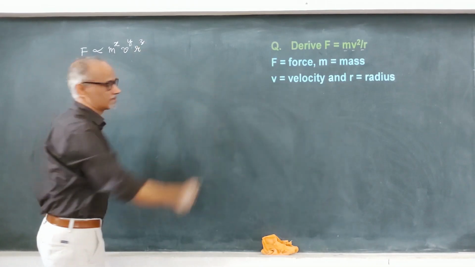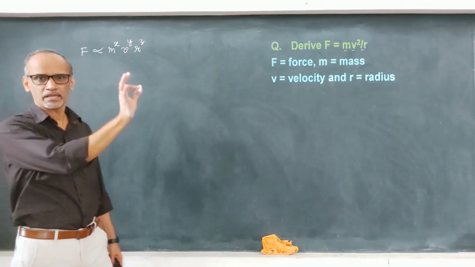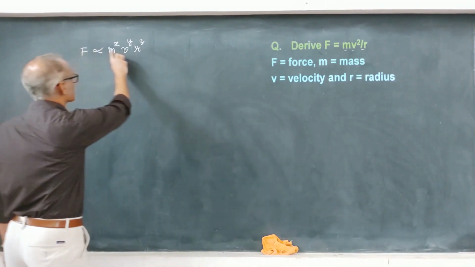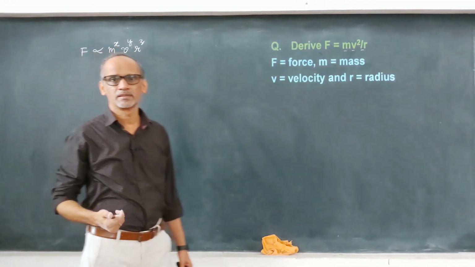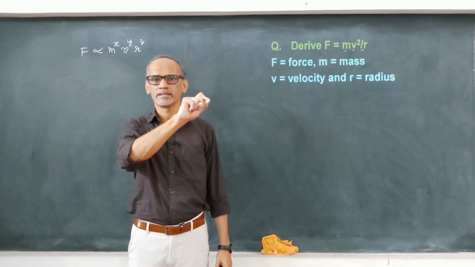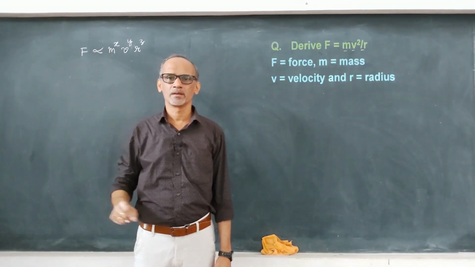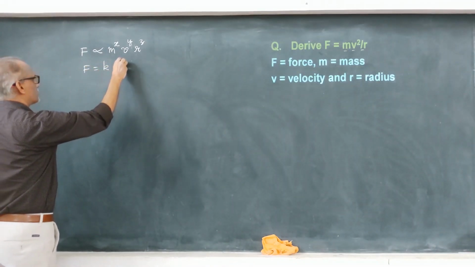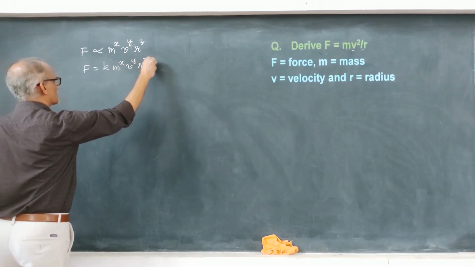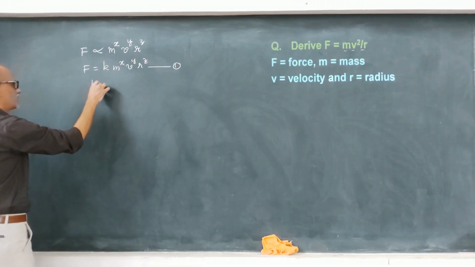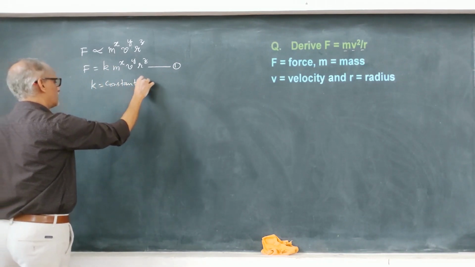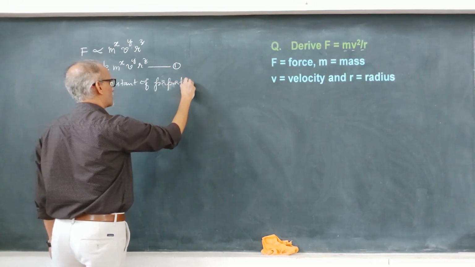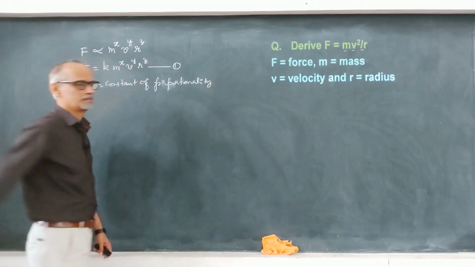Even though r is in the denominator, don't write minus z. Everything in one line. Okay, it's our job to find the power of all this, whether it's a positive power or negative power. So therefore, always write all the dependent variables in one line. Clear? Okay. Next, constant of proportionality k, m to the power x, v to the power y, r to the power z. So this is equation 1. And then do write where, what is k? K is a constant of proportionality. Clear? Okay.